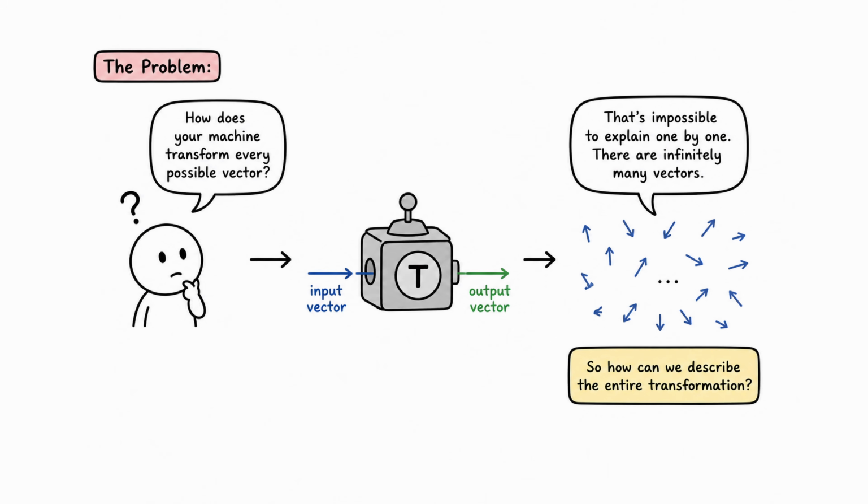Let's talk about the problem. Imagine I build a machine that transforms vectors. If you ask me, how does your machine transform every possible vector? Well, that's impossible to explain one by one. There are infinitely many vectors. So, how can we describe the entire transformation?